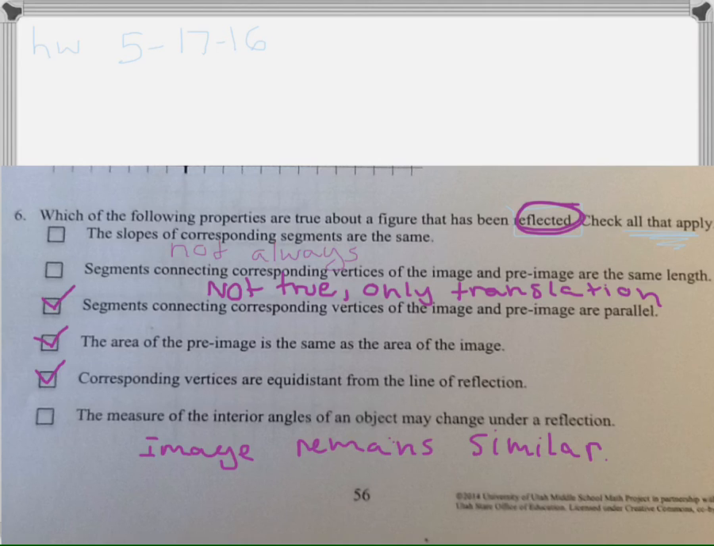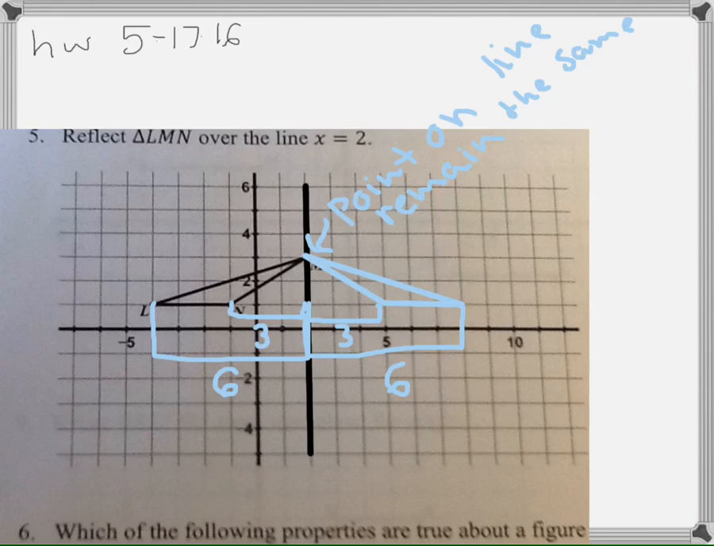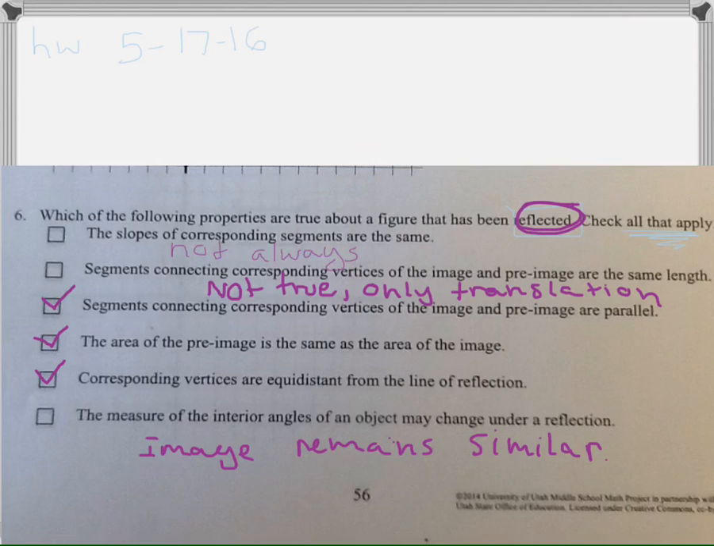The area of the pre-image is the same as the area of the image. This is true because all reflections keep all angles and sides the same, meaning the area would remain the same. Corresponding vertices are equidistant from the line of reflection. This is true, as we said before. N is 3 units away, and so N prime would be 3 units away. That is part of the definition of a reflection.